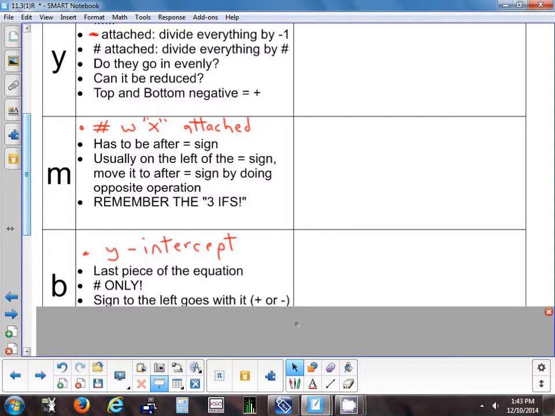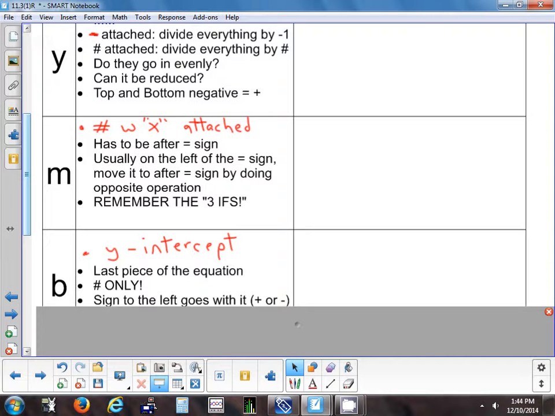Remember, like we talked about up here, the sign to the left goes with the y-intercept. That makes a huge, huge, huge difference. It's either going to be positive or negative. There's no other option. Right? Like we talked about before. If there's no sign to the left of the y-intercept, we assume that it's what, Joe? Positive, right? No sign, we assume that it's positive. Sign to the left goes with it.